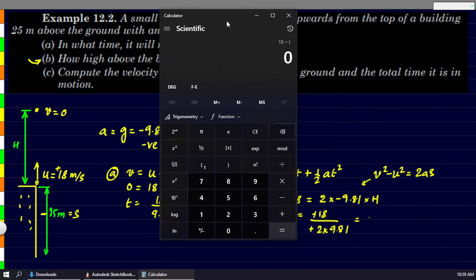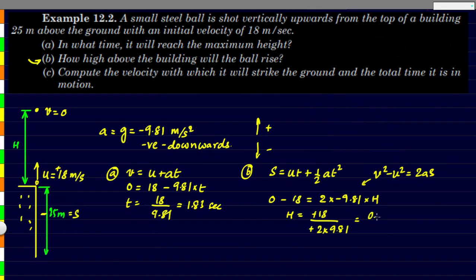We have to put a bracket over here, and below we have 2 into 9.81. So this is our answer. So 0.92 meters. This is how far it's going to reach.